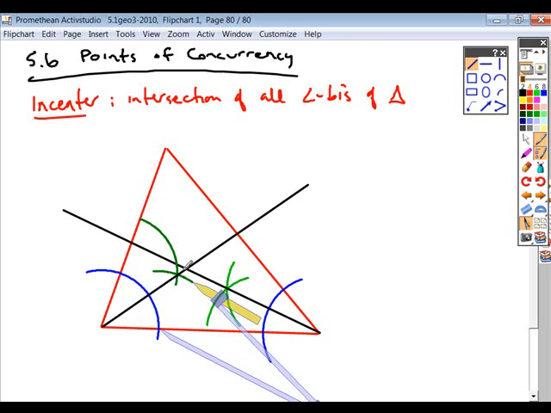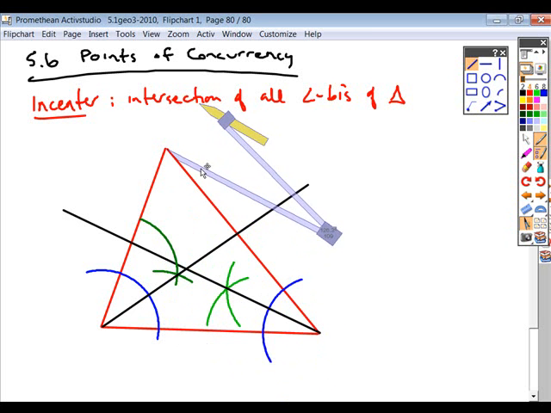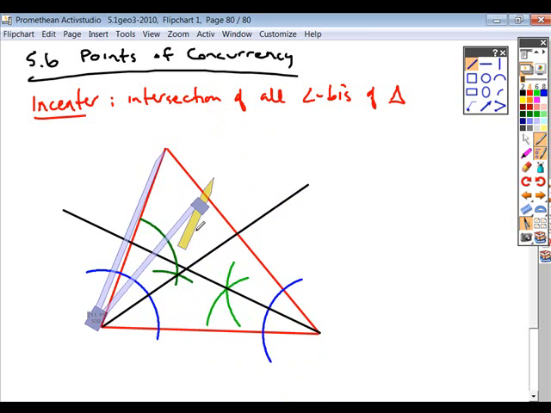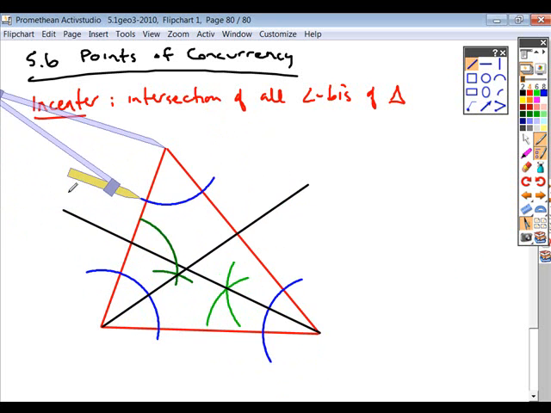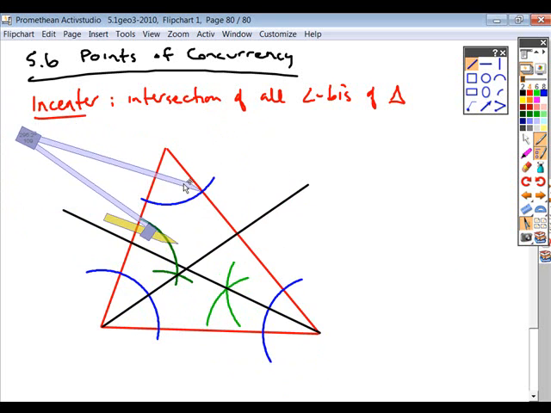Now, do I need to construct the third angle bisector for this construction to find the incenter? No. Is there an advantage to doing it? What is the advantage to constructing a third one if you have time? Nathan? Right. It's simply to verify, right? So if we bisect this third angle, our expectation is the angle bisector should pass through this same point. If it doesn't, then I've made a mistake somewhere.